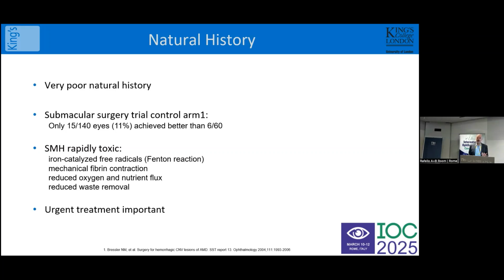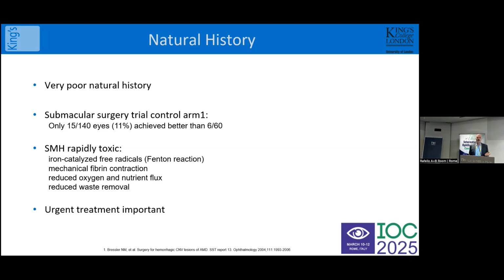Some of this is based on animal experiments. But iron is toxic. We know that. There's something called the Fenton reaction. The iron creates free radicals, which are very damaging to the neuroretina. There's mechanical fibrin contraction. If you imagine all this fibrin contracting down, shearing off the heads of the photoreceptors and causing mechanical damage as well. So definitely there's damage from the fibrin itself.